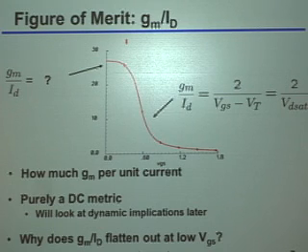Now, there is one thing you'll notice here: if this was really the equation for what should happen to that GM over ID, this should have gone off to infinity. It should have just kept on increasing forever. Why does it not do that? What's happening? Yeah, exactly. Once you actually enter the subthreshold region, then to zero order, the GM over ID becomes constant.